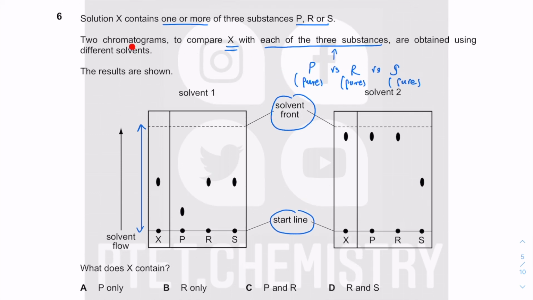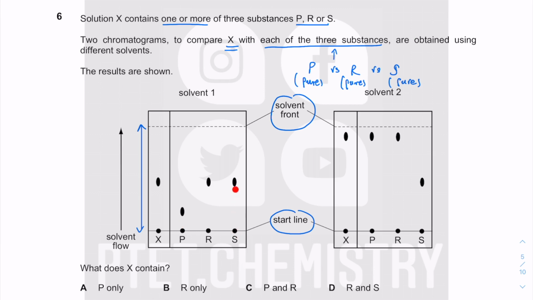So you have 2 chromatograms, so they are the same X, but they are taken at 2 different times. You obviously allow these to go further, or they could be in different solvents. As you can see, X has moved further, P has moved further, but S hasn't moved further. So here S travels further than P.